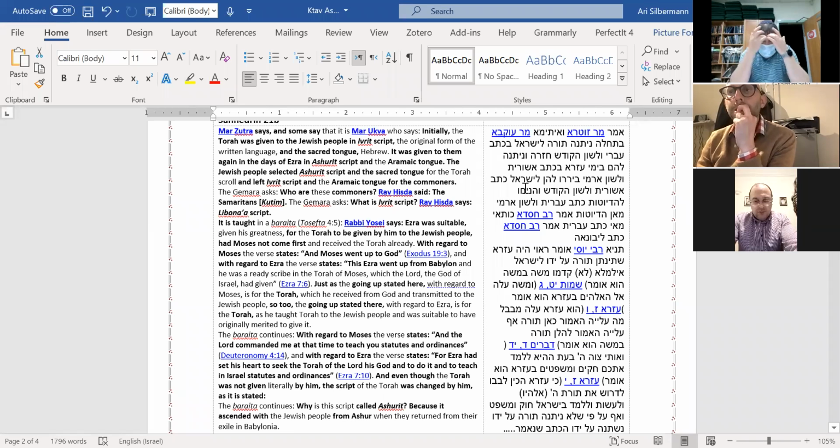So already, just at the beginning, you have this very interesting idea that in the beginning, the Torah is given in Ivrit script, which is not our Ivrit, and Ezra came and changed it. That's a very important point to think about, because normally we think about the Torah in unchanging terms. The very fact that it's raising this as a question is very interesting, but we'll see the Gemara develops this.